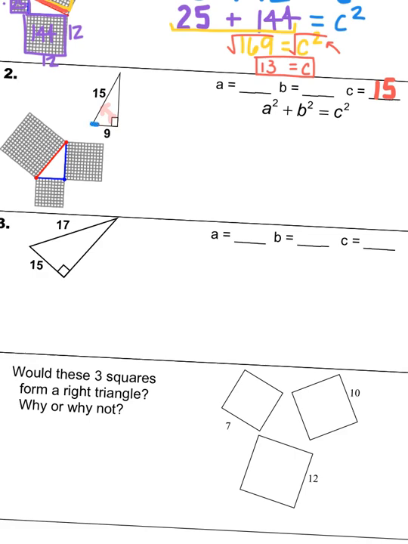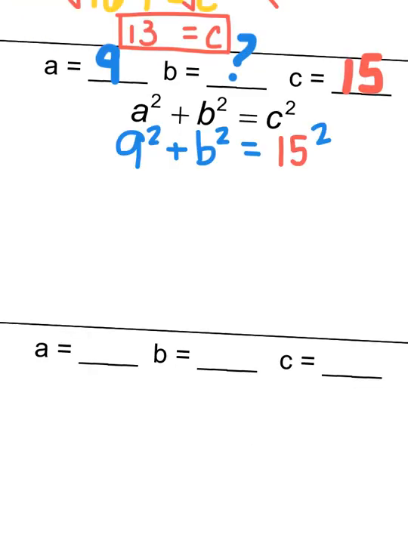We're given the number 9 as a leg. Now this number 9 could go in either a or b. A and b, since they're both legs, are interchangeable. That means we're looking for side b, or the other leg. So let's substitute now. I've substituted my numbers into the Pythagorean theorem, and now I will try to simplify and solve. Now, to simplify this, I see I have a 9 squared. That would be 81 plus b squared equals 15 squared, which is 225.